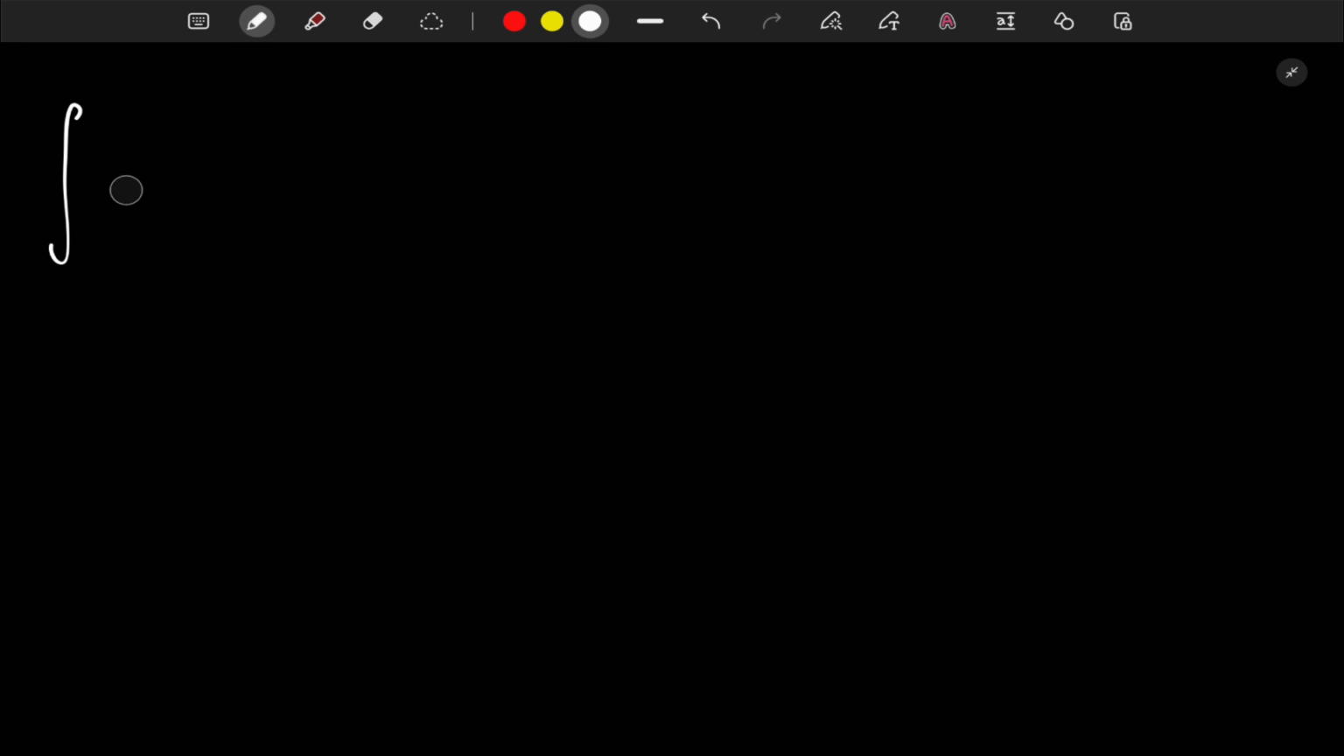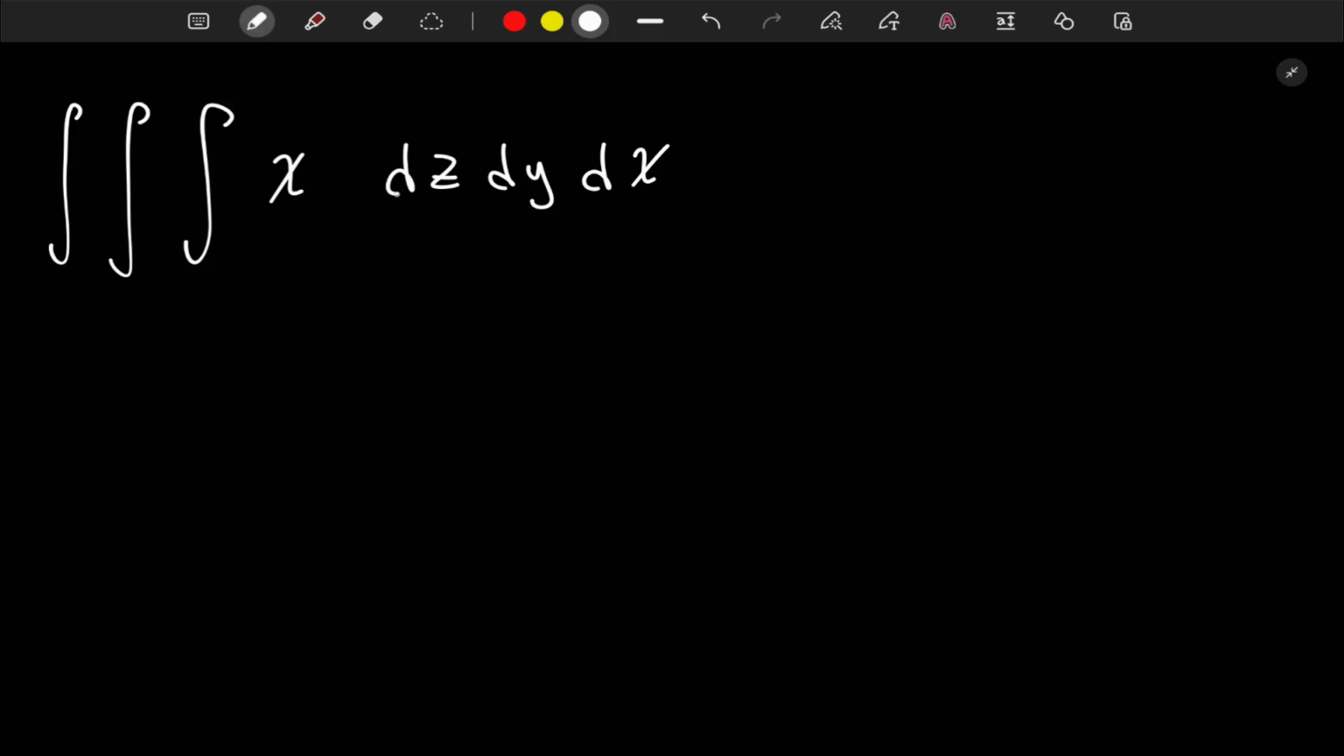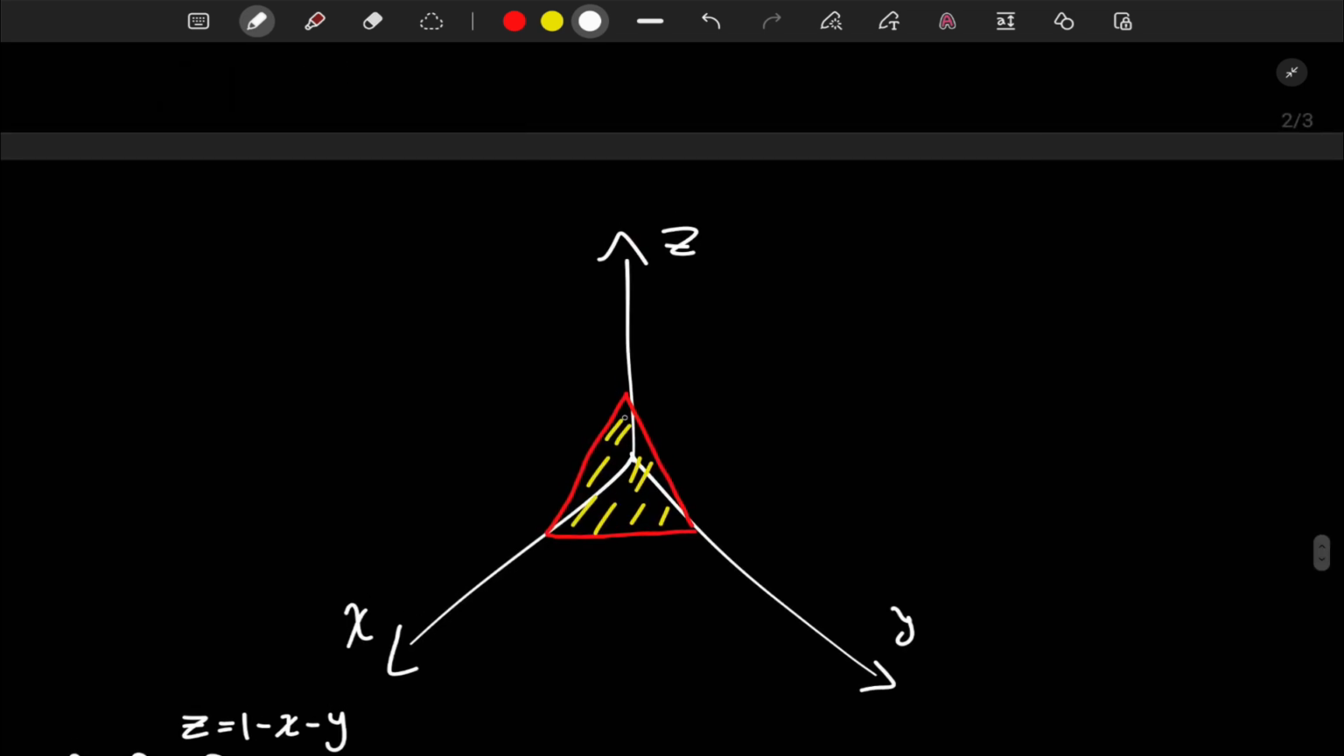Now let's write our limits. So dz, dy, dx. We'll start with dz first. Basically the first value of z is 0. And the second value is a variable. So it could be written as z is equal to 1 minus x minus y. That means z could range anywhere from 0 to this triangle right here.